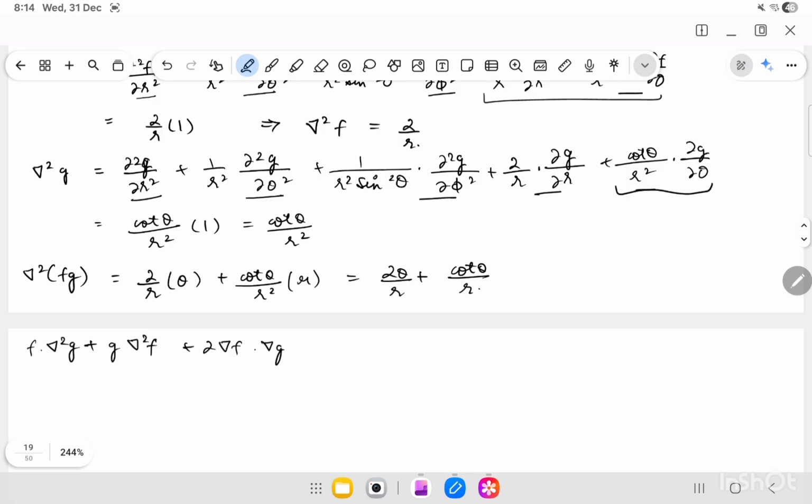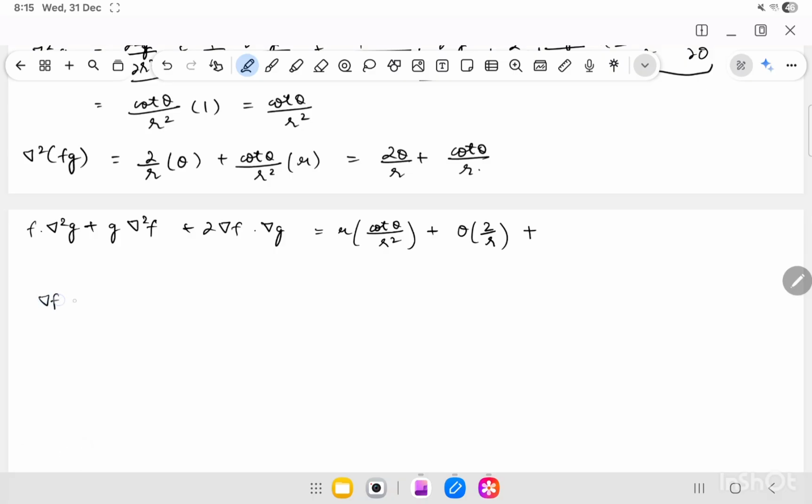Now if I evaluate f times del square g, it will be equal to r times cot theta divided by r square. Plus, if I evaluate g times del square f, g is theta and del square f is 2 by r, plus 2 times del f and del g. So we need to evaluate first del f and then del g.